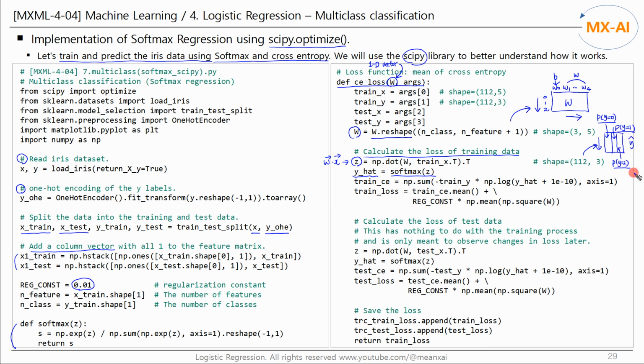Then we use the y hat to calculate the cross-entropy. Add the ridge regularization term here. Next, we calculate the loss value for the test data in the same way above. This has nothing to do with the training process and is only meant to observe changes in loss later.